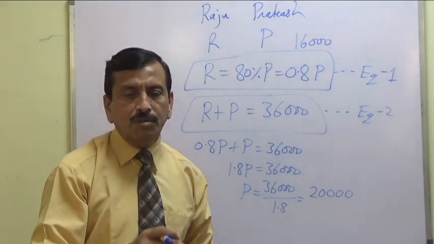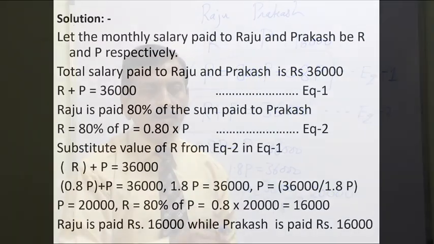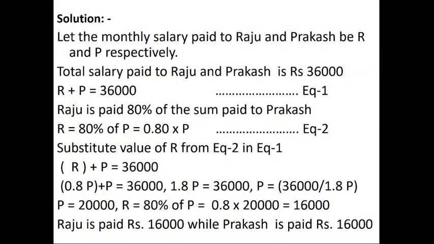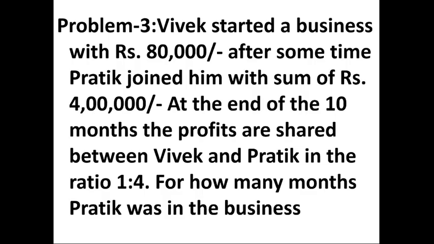Check the answer in the solution. Yes, the solution is illustrated. You can go through it casually. And now we move to the next problem. Vivek started a business with rupees 80,000. Now this is a different problem. Carefully read the problem and now we will discuss the solution. You try to formulate the problem and then we'll go for a solution.